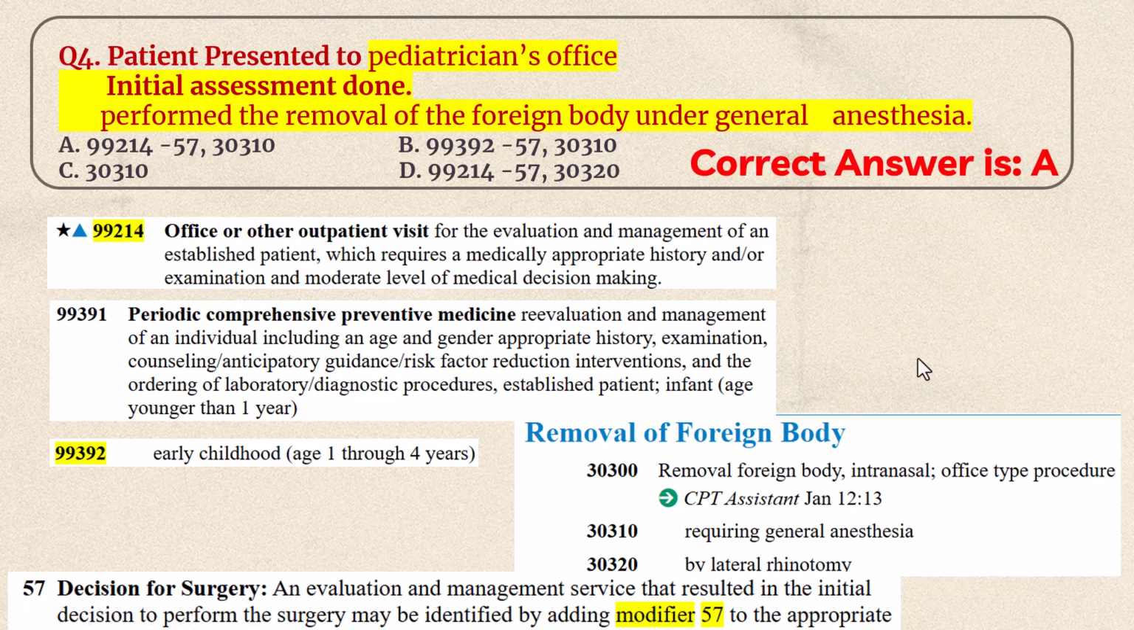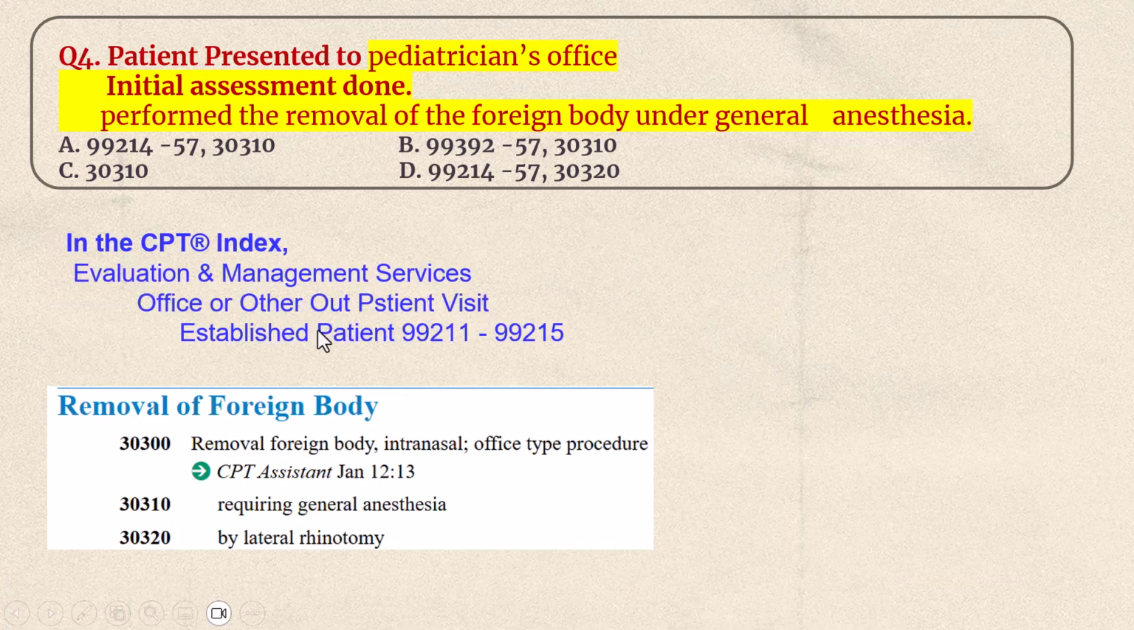If you encounter this case in a real working scenario, you have to find the answer using the index of the CPT book. When you use the index of the CPT book for the initial encounter in the pediatrician office, you have to go to the CPT index and go to the evaluation and management services. Then you have to go to the office or other outpatient visit. Then you have to find the established patient. There are the 99211 to 99215 code series. So go back to the tabular list and you have to find the answer. For the second part, go to the removal of the foreign body.